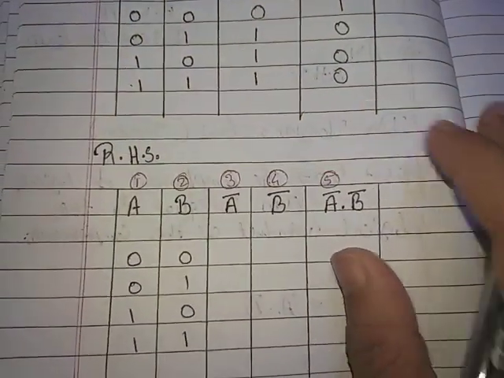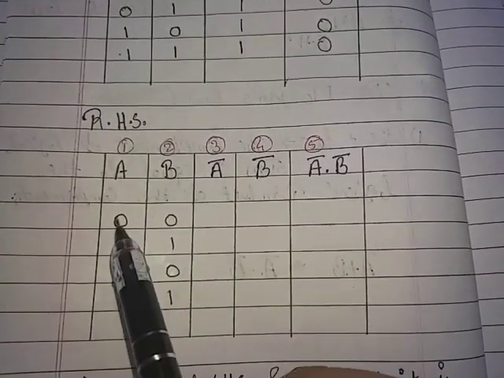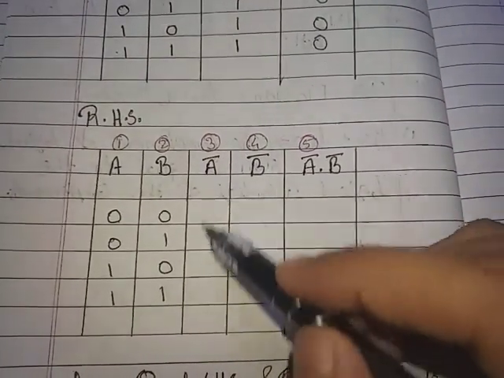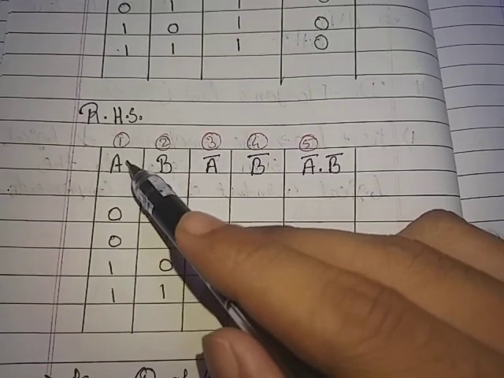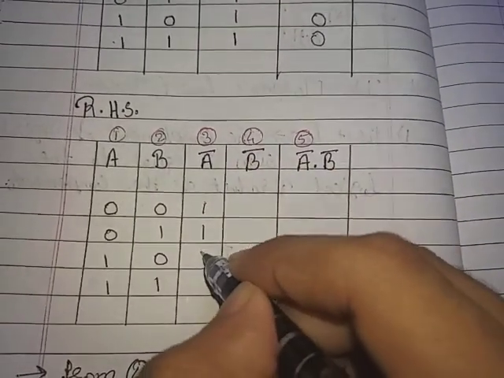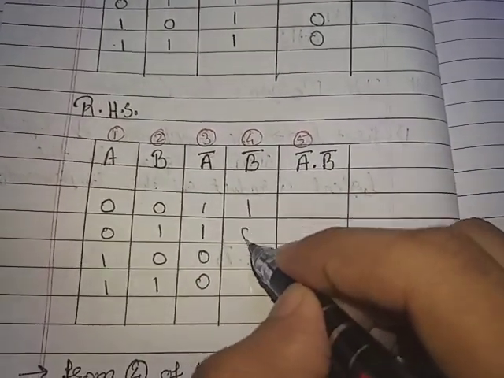Alright. Now we will take the RHS. The RHS is A bar dot B bar. So first we take the A and B and their possible combinations 0 0, 0 1, 1 0, 1 1. Then we will take the complement of A and the complement of B, that is A bar and B bar. So 0 will become 1 and 1 will become 0. Here as well 0 will become 1 and 1 will become 0.